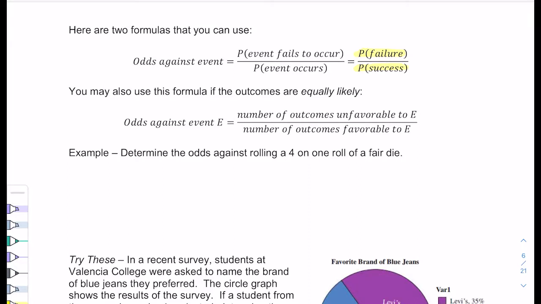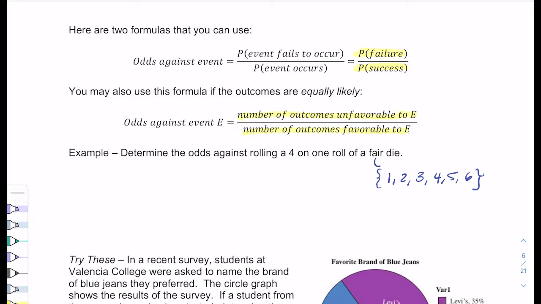You may also look at it as the odds against an event are the number of outcomes unfavorable to the event over the number of outcomes that are favorable to the event. So, for example, let's look at the odds against rolling a 4 on one roll of a fair die. If you'll recall, when you have a fair die, there are 6 choices. You could either roll a 1, 2, 3, 4, 5, or a 6.